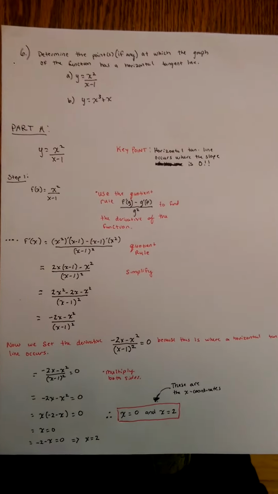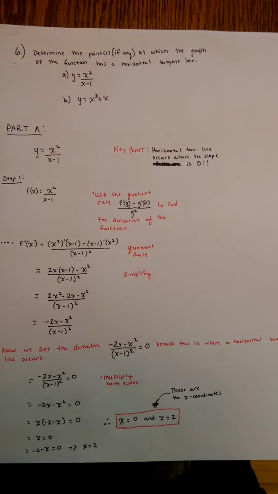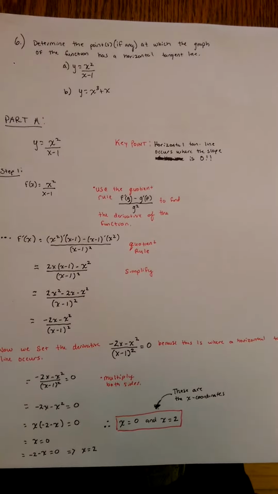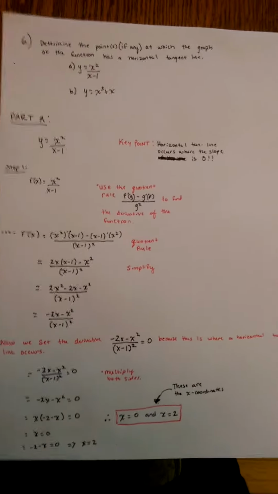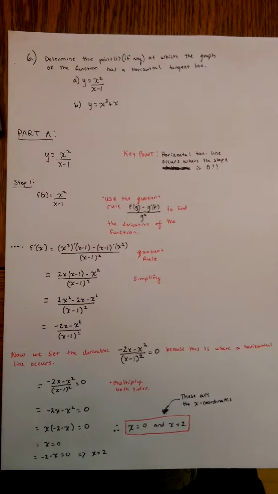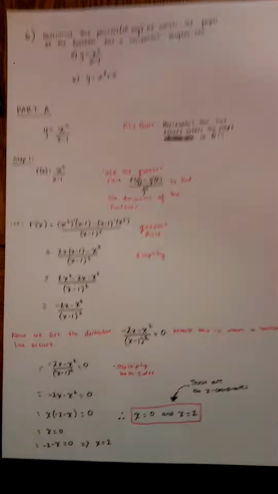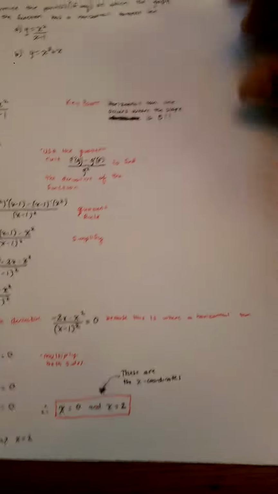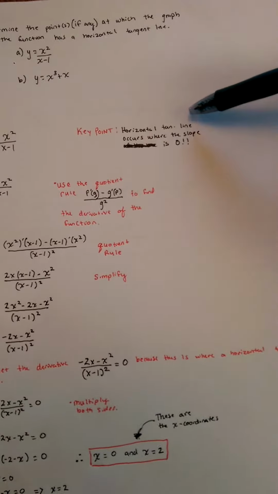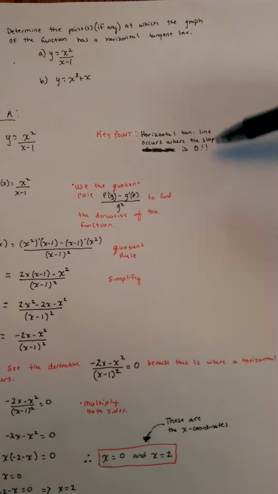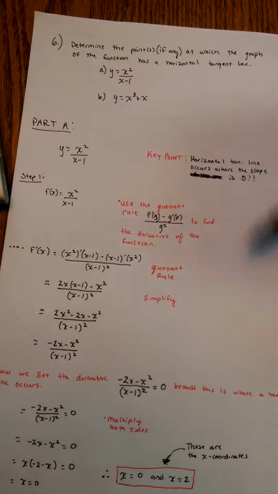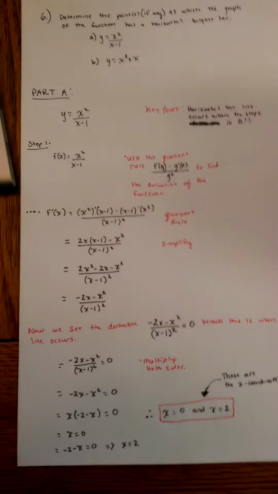So here you are asked to determine the points, if any, at which the graph of a function has a horizontal tangent line. So what you want to realize first is the key point that a horizontal tangent line occurs where the slope is 0. So always remember that. So we're going to start off with part A.